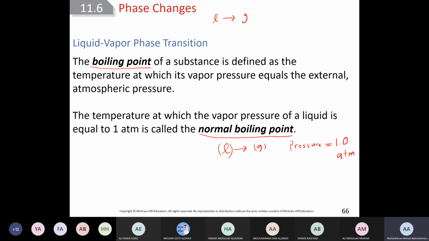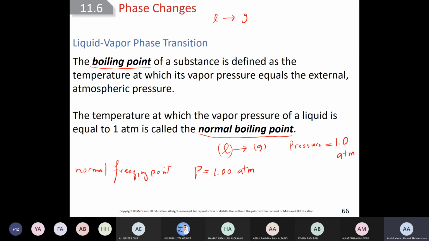Same thing for freezing. What's freezing point? Liquid goes to solid. When are we going to have normal freezing point? At 1 atmosphere pressure. Is this clear to everybody? Good.